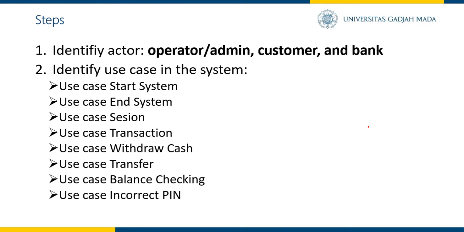The process of creating the use case diagram consists of the following steps. The first is to identify the actor. So who is the user? Who is the actor involved in the system? For example, in the ATM system, there must be admins, and then the customers, and then the bank.